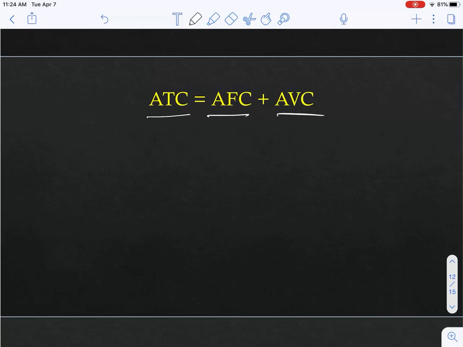All right, a couple more things to think about. We ultimately want to know, what does the shape of this average total cost curve look like? That's the question that we're driving at now. And so we've got to think about average fixed costs and average variable costs. One of these is really easy to think about.